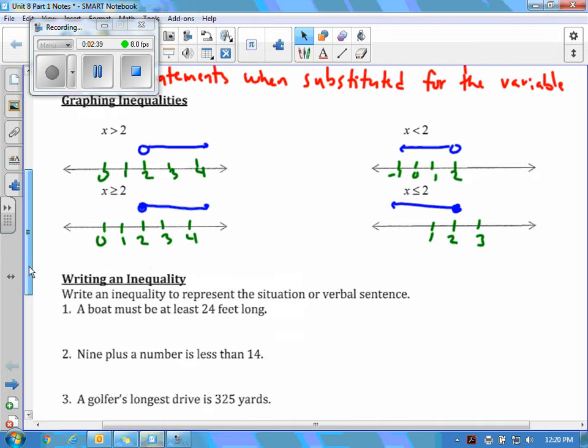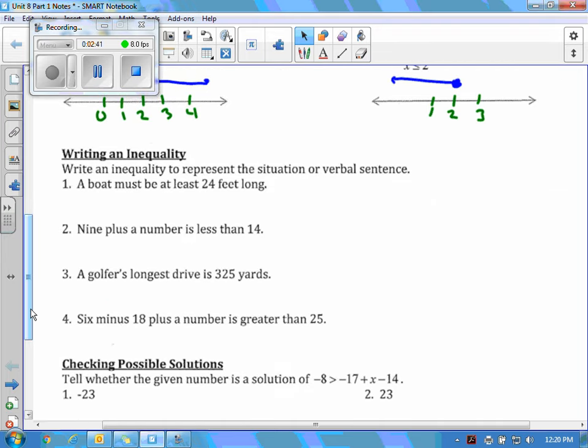The next part of the notes, we're going to work on writing an inequality. The directions say to write an inequality to represent the situation for each verbal sentence. Our first verbal sentence is a boat must be at least 24 feet long. So the keywords here are at least. When it's at least, that means my number is going to be greater than or equal to. I put B because I'm talking about the boat, but we're saying the boat has to be greater than or equal to 24. It says at least 24; 24 is the least number.